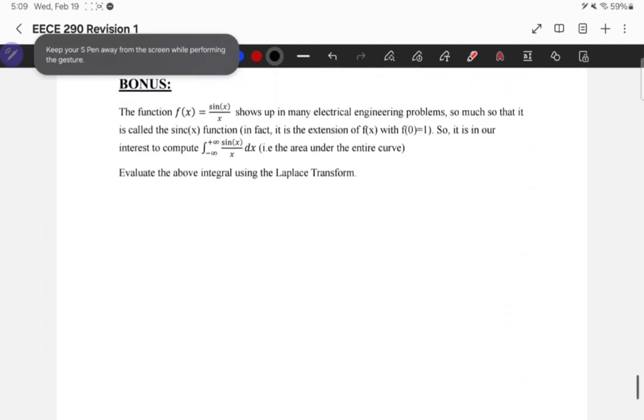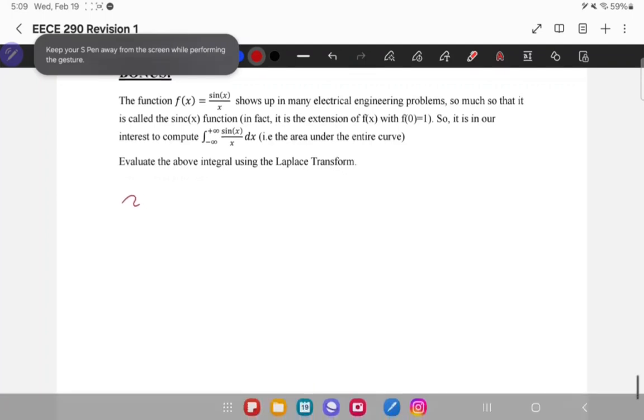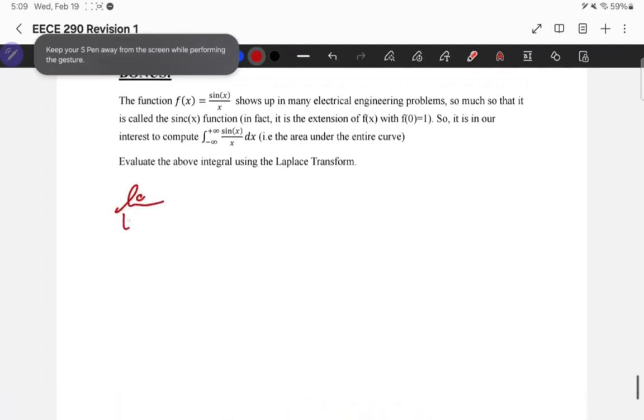But I'm gonna solve this bonus. So here, the function f of x equals sine x over x shows up in many electrical engineering problems, so much so that it is called the sinc x function. And this function is the extension of f of x for f at 0 equal 1, because it's a popular limit, right? So x tends to 0, sine x over x is equal to 1.